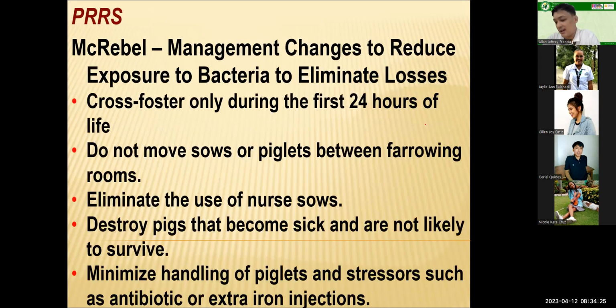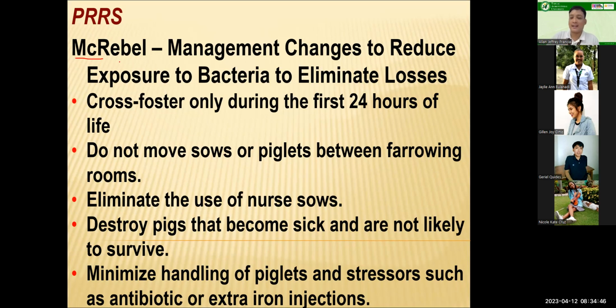So we have another one, the management for PRRS. We call this MAPREBEL. Why is that so? Because this stands for management changes to reduce exposure to bacteria, to eliminate losses.